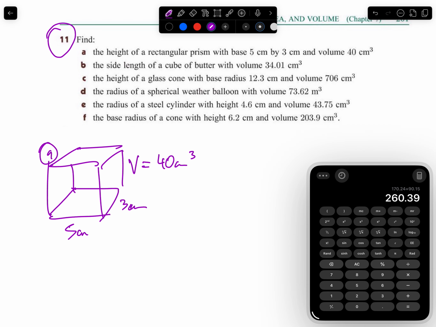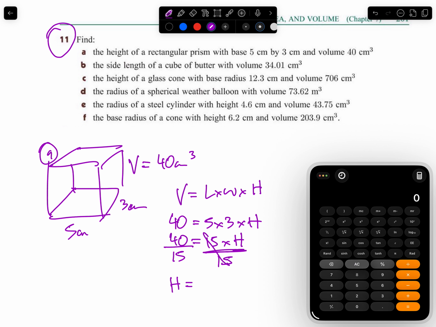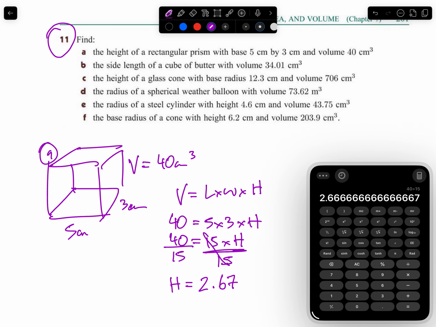So what you've been taught is volume of a rectangular prism is length times width times height. We know the volume is 40, so replace V in that formula with 40. We know the length and width, 5 times 3. The one thing I don't know is H. So 40 is equal to 5 times 3, 15, times the height. Height, we need to get all by itself, so we need to remove the times by 15. The opposite of multiplying by 15 is dividing by 15, so divide both sides by 15. H is going to be 40 divided by 15. Height is going to be 2.67 centimeters. That's an example for the first one.